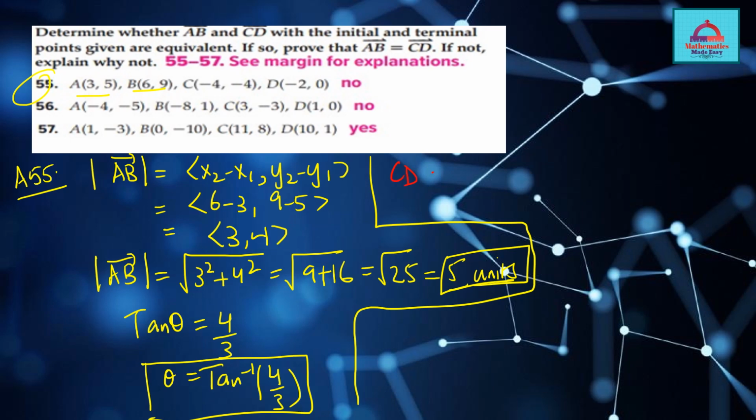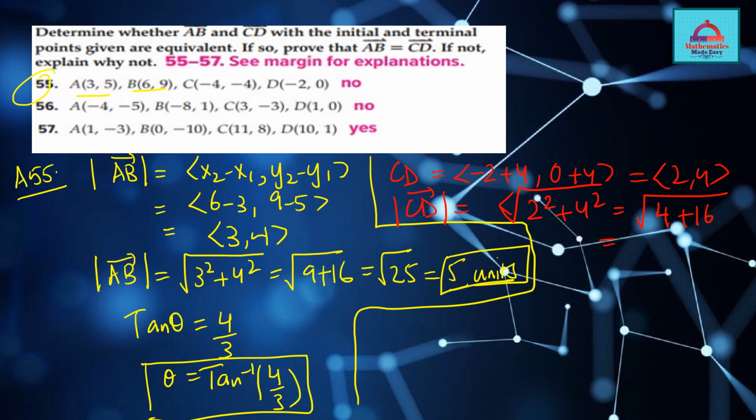For CD, you are going to use the same formula, x2 minus x1, y2 minus y1. So this comes out to be 2 comma 4. Now calculate the magnitude of CD. The magnitude of CD is going to be the square root of 2 square plus 4 square, which is equal to 4 plus 16, which is equal to square root of 20. So if you see, the magnitude is different, so they cannot be equivalent.